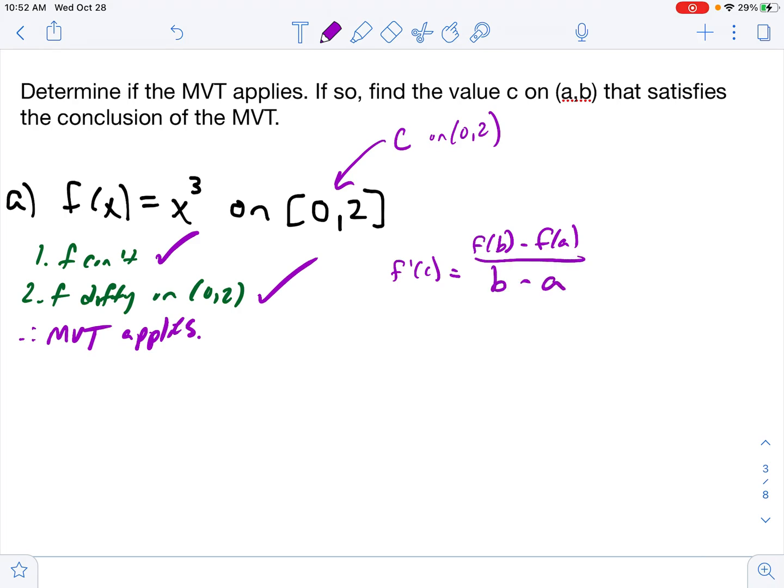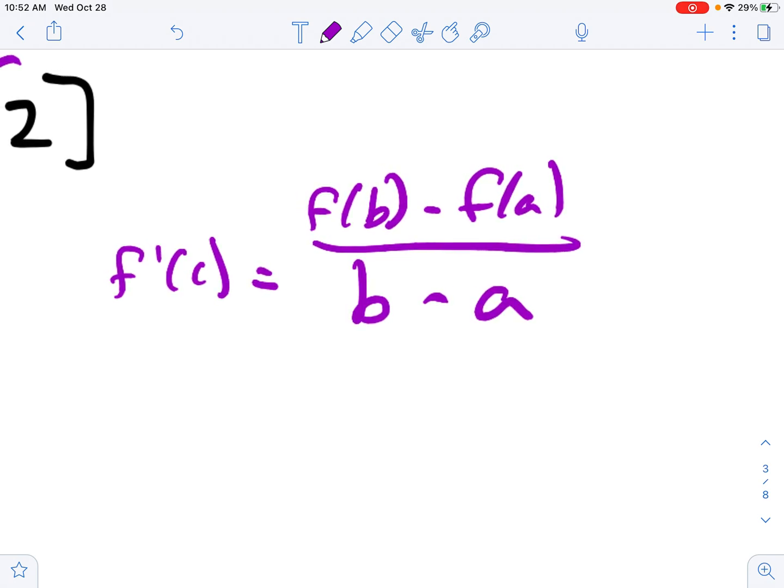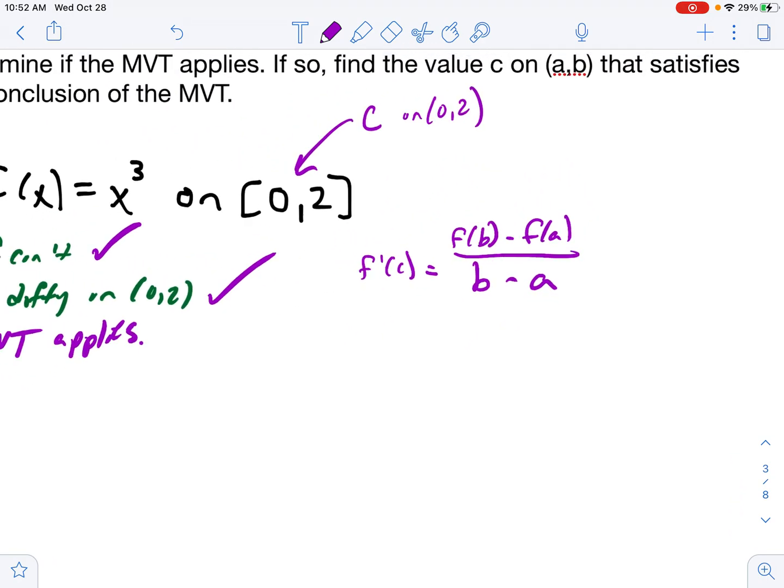That's basically your formula. And what we're going to do is work out both sides of this. We're going to take the derivative. We're going to plug in c. And we're going to find the average rate of change of the function on the interval a b.